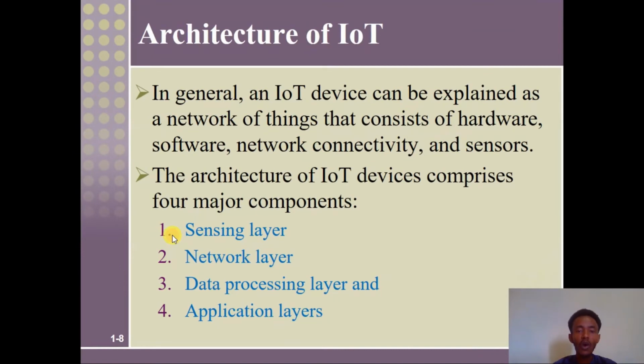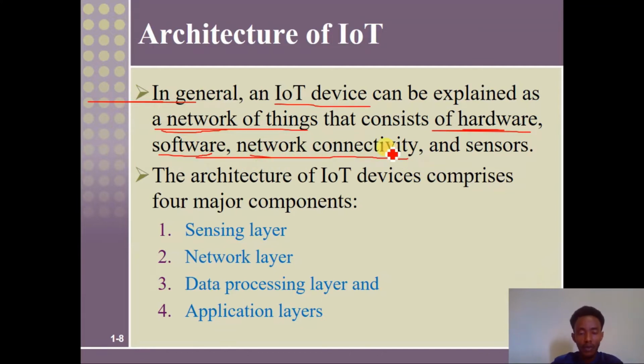The next topic is the architecture of IoT, the general architecture. IoT devices can be explained as a network of things that consists of hardware, software, network connectivity, which we discussed in part 1, communication channels, and a number of sensors. Generally, the architecture of IoT comprises four layers. The first is the sensing layer, the second is the network layer, the third is the data processing layer, and the fourth is the application layer.